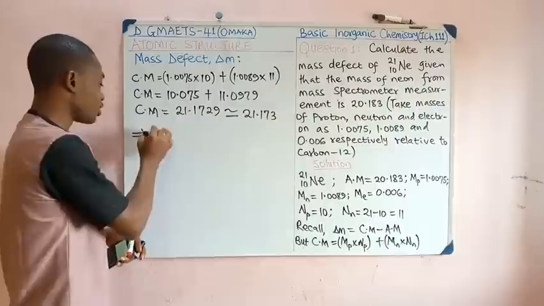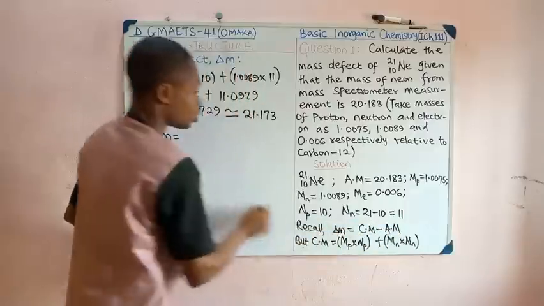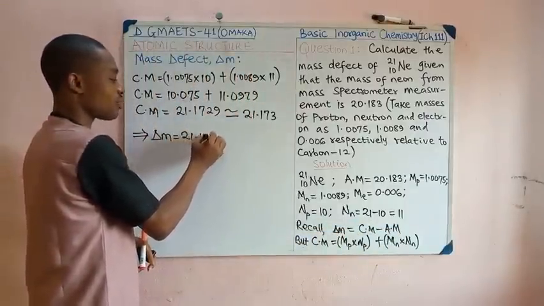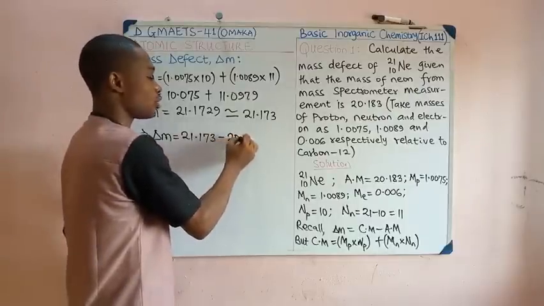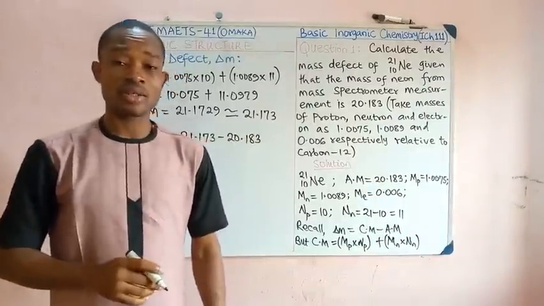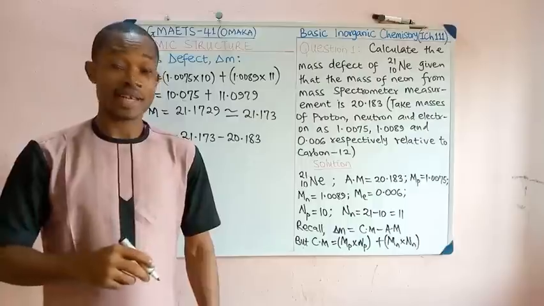All we need to do now is to go to the mass defect formula, which is calculated mass minus actual mass. The calculated mass is 21.173 minus actual mass, which is 20.183. It's important for us to know that usually the calculated mass is greater than the actual mass.